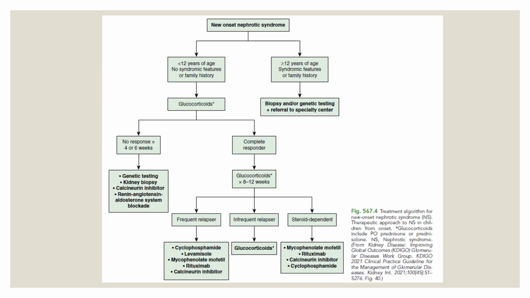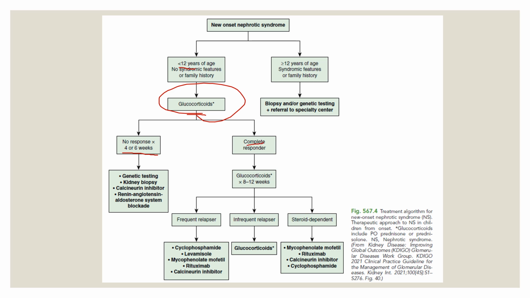Now, when you have a new onset nephrotic syndrome, how do you manage it? If it is less than 12 years with no syndromic features or family history, you give glucocorticoids. Or if it's more than 12 years, and there are syndromic features or family history, you go for other testing. So the main line of treatment is steroid. Now, how do you say whether it is steroid responsive or non-responsive? If you give steroids for 4 to 6 weeks and there is no response, then you have to look for other things. That is called a non-responder.